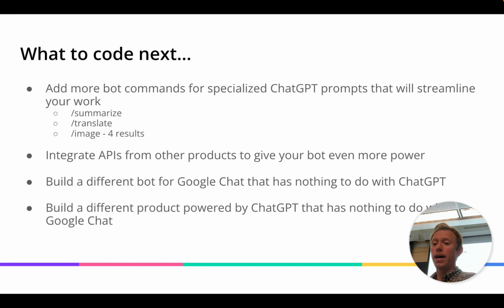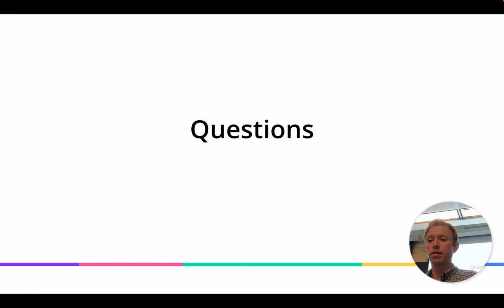Or lastly, create a different product powered by ChatGPT that has nothing to do with Google Chat. So you know how to use the API for OpenAI, and you can use that in your code for something else.